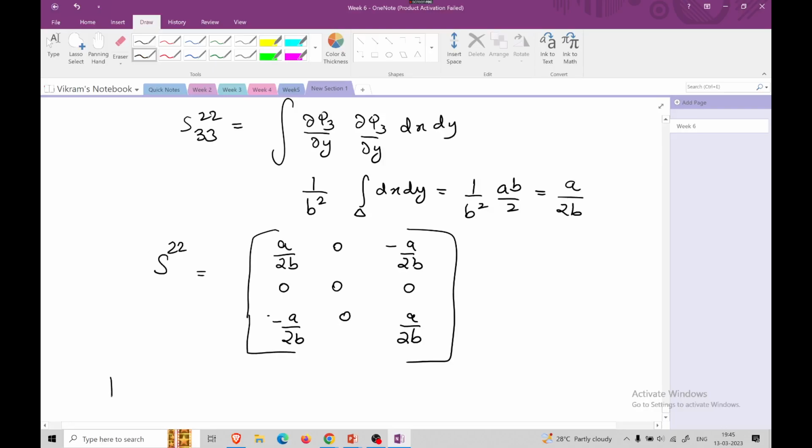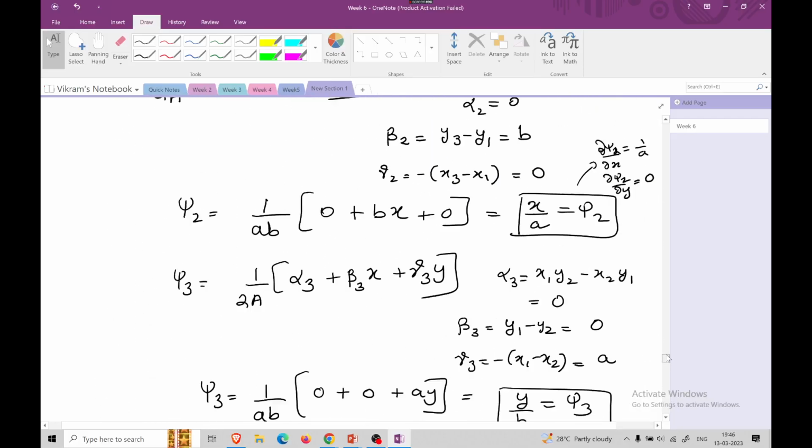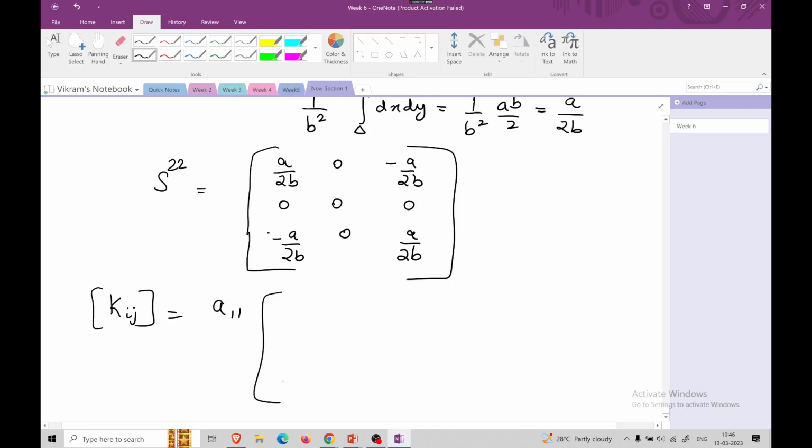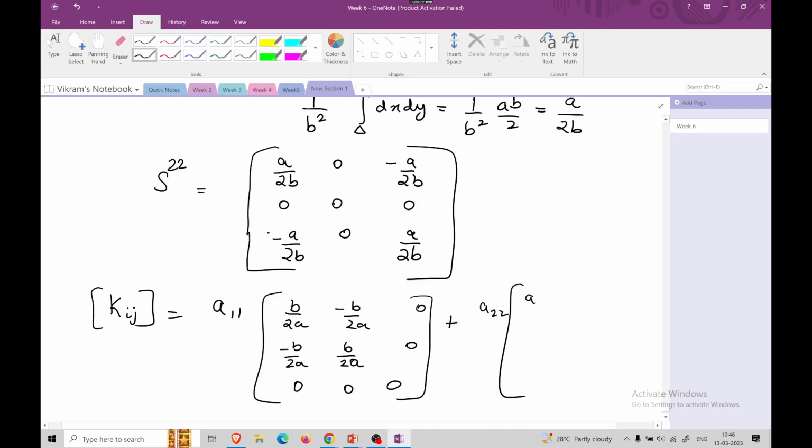So finally I can summarize Kij. Finally, it will be A11 into the first matrix, with entries a by 2b, 0, minus a by 2b, and so on, plus A22 into the matrix with entries b by 2a, 0, minus b by 2a, 0, 0, 0, minus b by 2a, 0, b by 2a. So we have finally derived the element stiffness matrix.